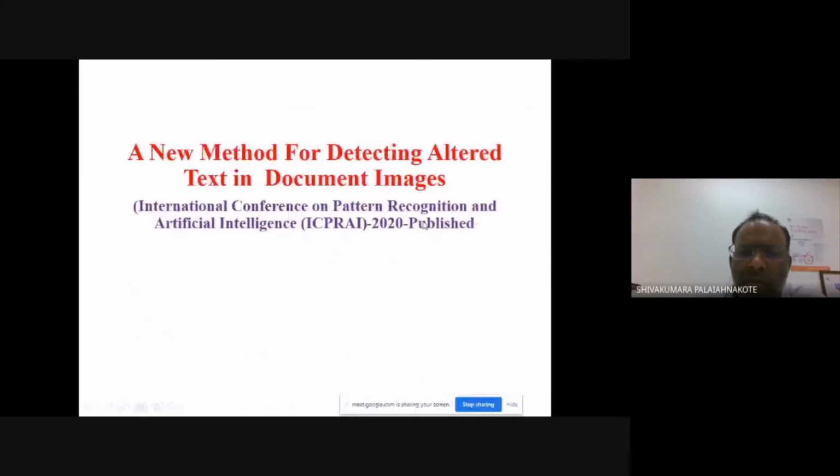In this work also we propose for a spectrum. I think this should be the last paper, a new method for detecting altered text in document images. This is a recent one, ICPA or AI. It's already accepted, and of course we already sent the camera-ready copy, everything. We have not presented it at the conference yet. The conference will be, I think, in October. This paper is accepted as an oral presentation.